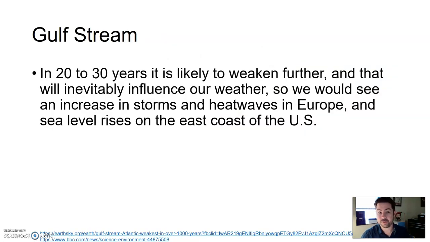In about 20 to 30 years, it's likely to weaken even further, and that will inevitably influence our weather. So it's nasty. The climate is causing changes to the current, which is causing changes to the climate, which is causing changes to the current, which is causing changes to the climate. It's a cycle. And we've got to stop that cycle. Because of this, we could see more storms and heat waves in Europe, but also sea level rise on the east coast of the U.S. So we'll take some time to break down both of those.